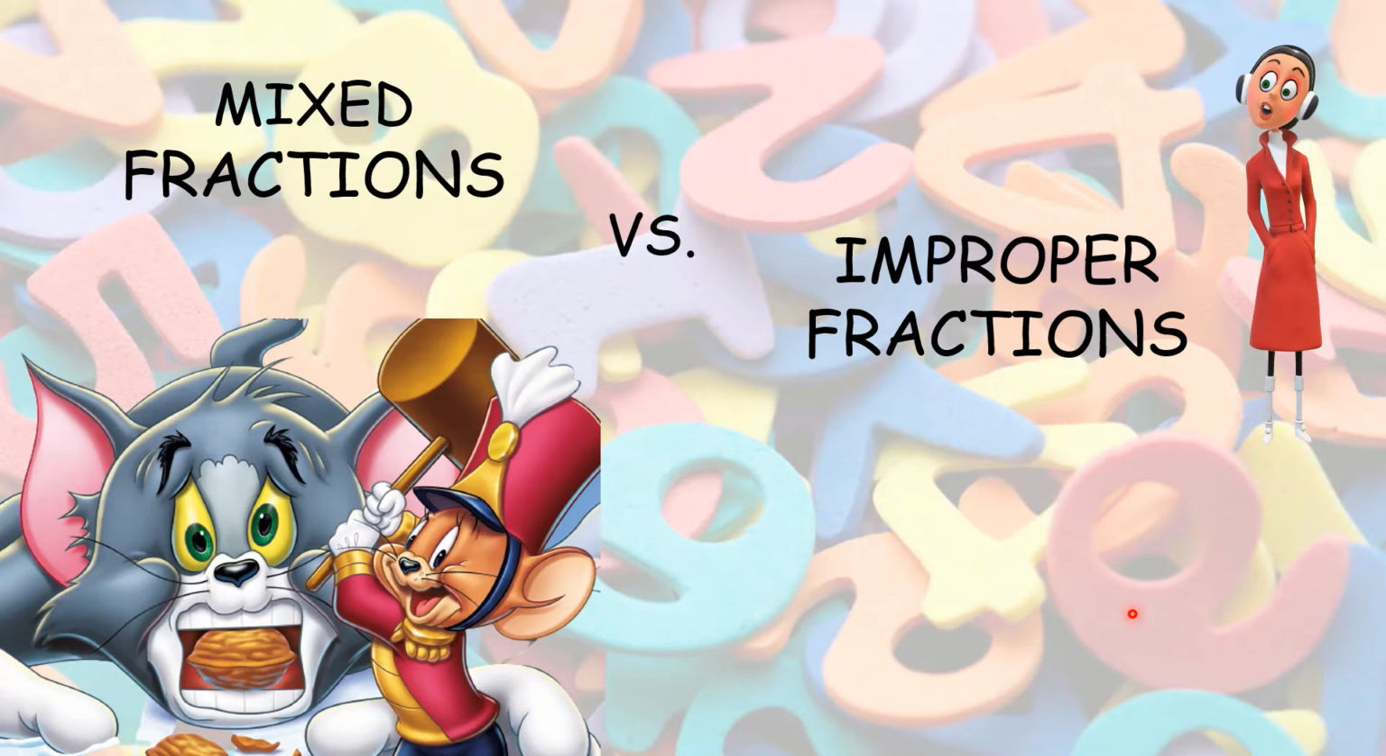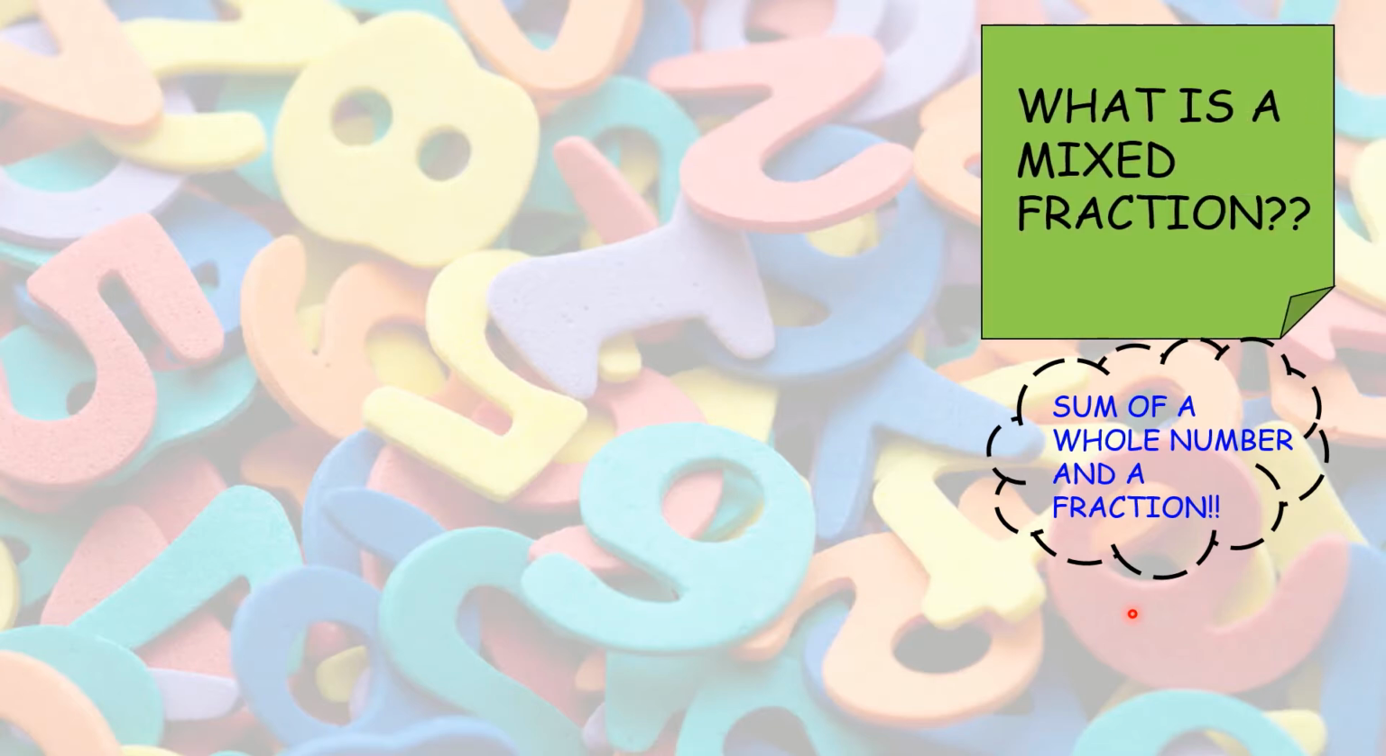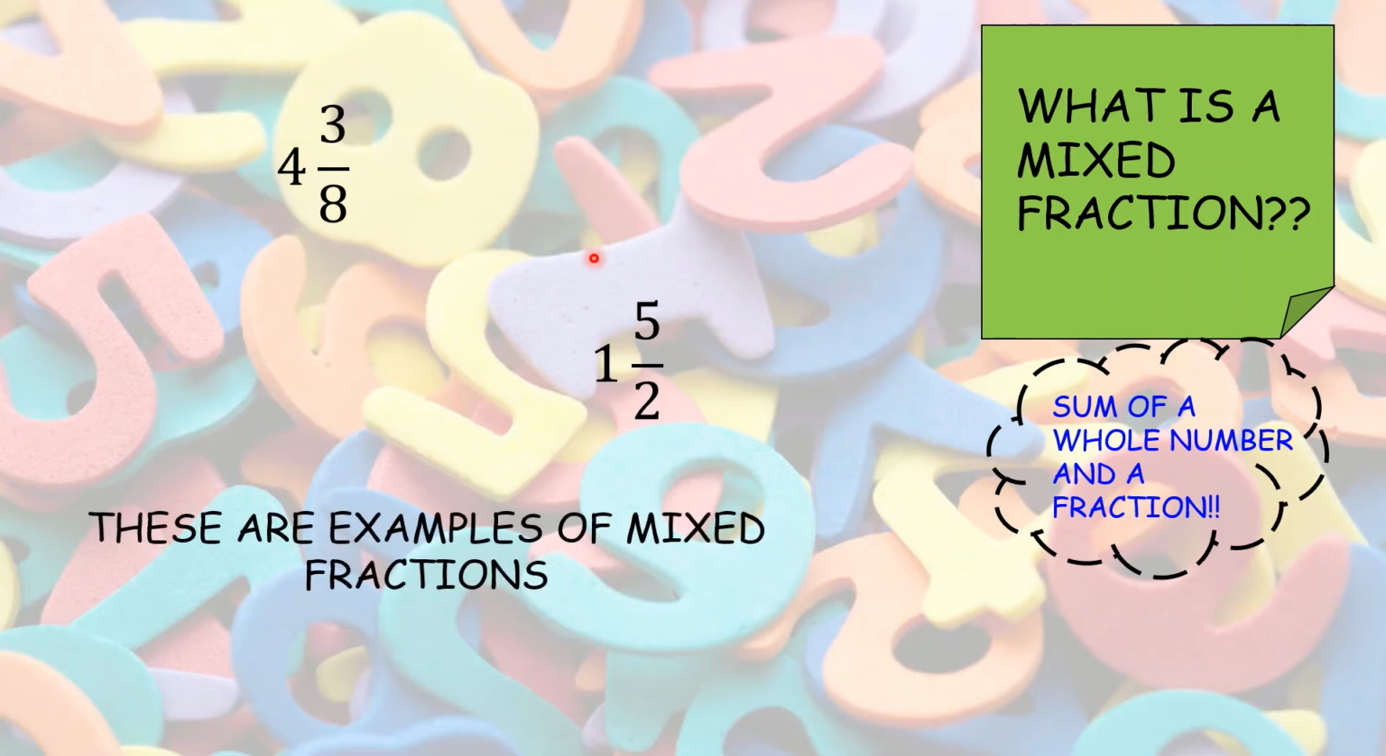And when we speak about mixed fractions, the sum of a whole number and a fraction is called a mixed fraction. Let us take 4 3 by 8, or 1 5 by 2. These are all mixed fractions. Now, how did we get these fractions? We will look into it with an example.